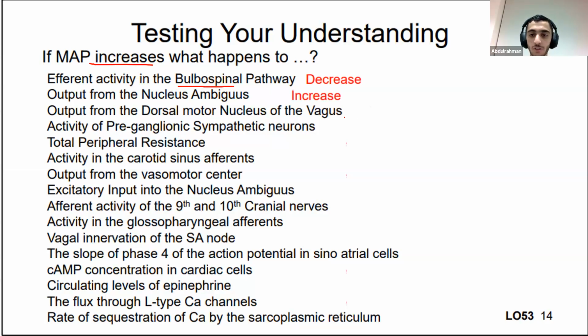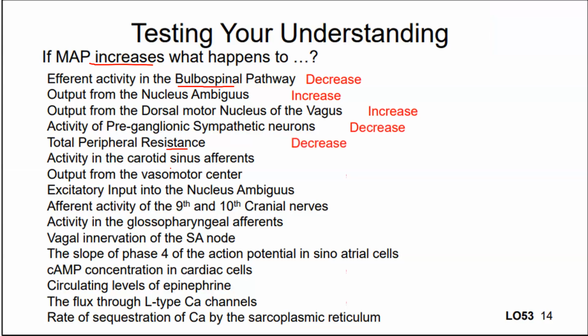The next one is the vagus. I think it increases. Yes, correct. Sympathetic neurons: decrease. Resistance: decrease. The carotid sinus afferent: I think increase. Yes, you just answered it. It's basically increased firing of the baroreceptors, like the question I asked you at the start.